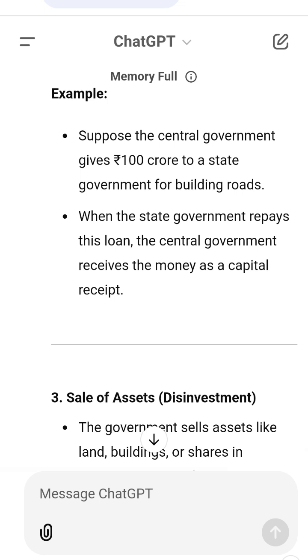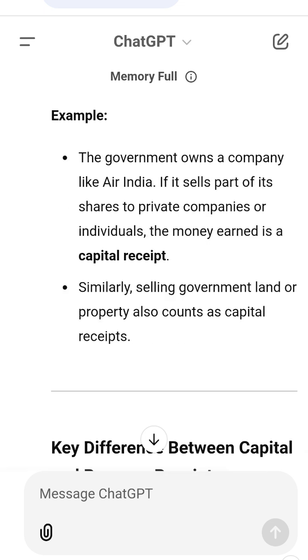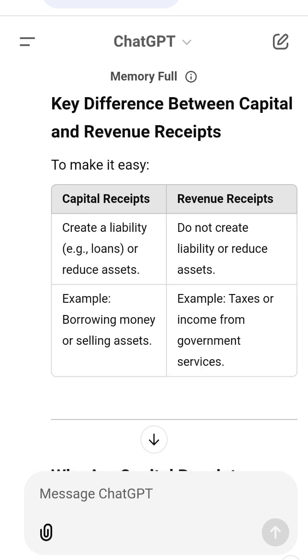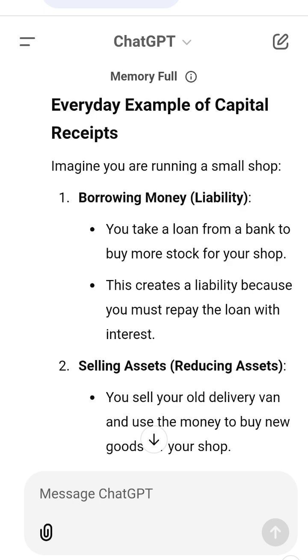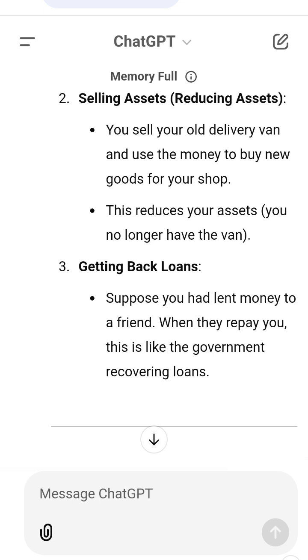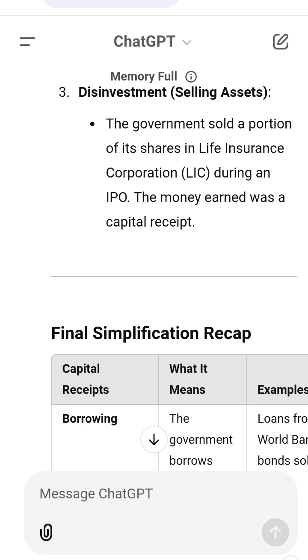3. Disinvestment, selling assets. The government sold a portion of its shares in Life Insurance Corporation, LIC, during an IPO. The money earned was a capital receipt. Final simplification recap. What it means. Borrowing. The government borrows money which it must repay later. Loans from World Bank. Bonds sold to people. Recovery of loans. Money comes back when someone repays a loan given by the government. State governments repaying their loans. Sale of assets, disinvestment. The government sells things it owns, like land or shares, to earn money. Selling Air India shares or government property.